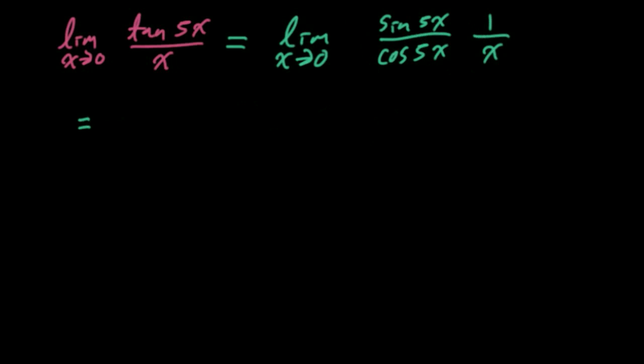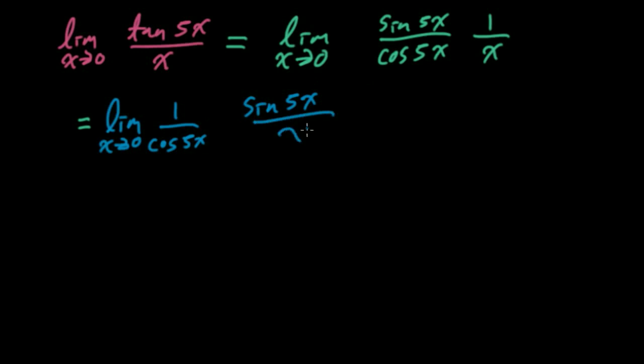I'm going to change colors. There, that's a better color. So let me just rewrite this. I probably shouldn't have written it this way. This is a little confusing, so I'm going to rewrite this as the limit as x approaches 0 of 1 over the cosine of 5x times the sine of 5x divided by x. And now you should hopefully see what the next step would be.